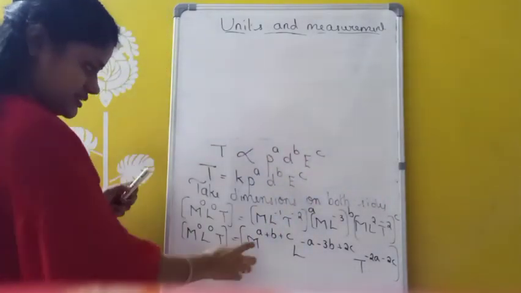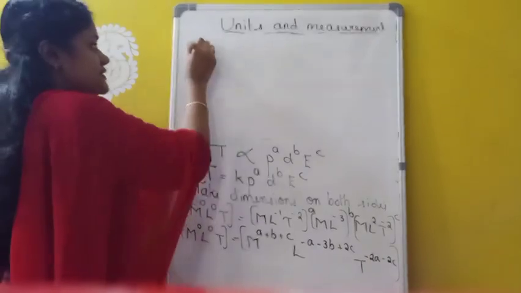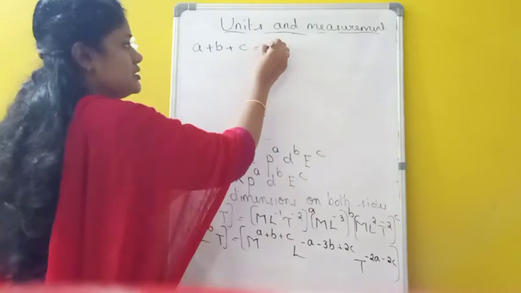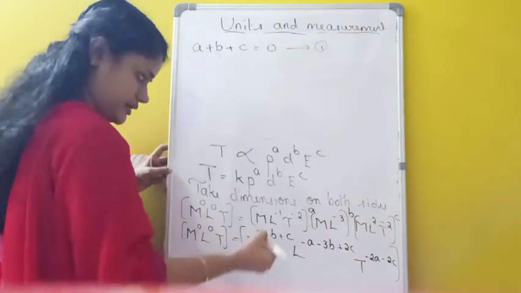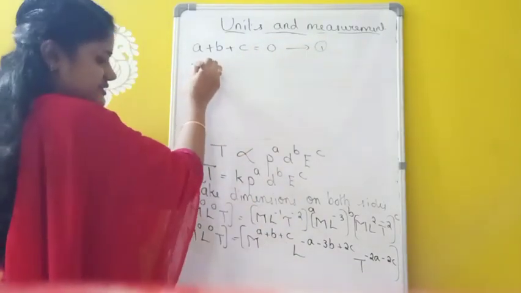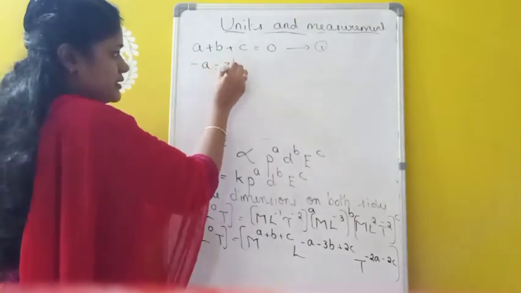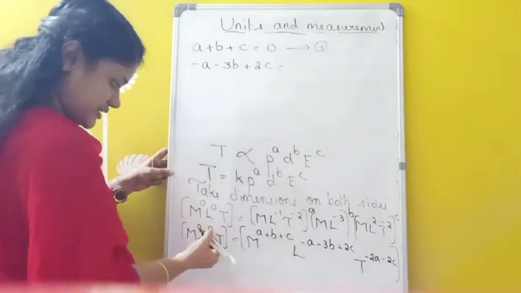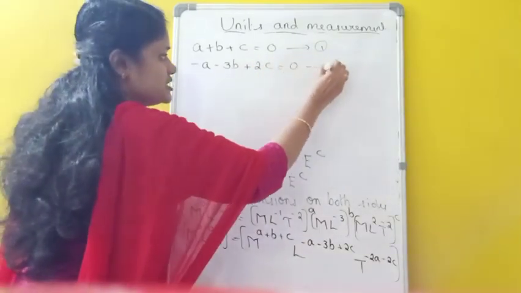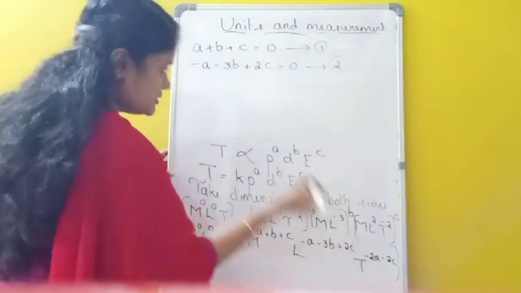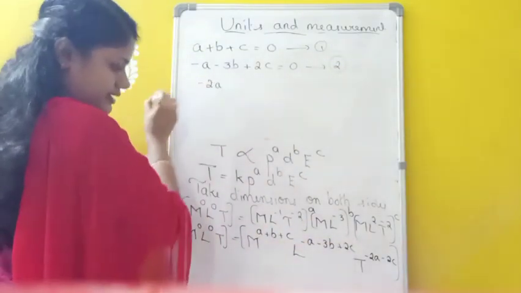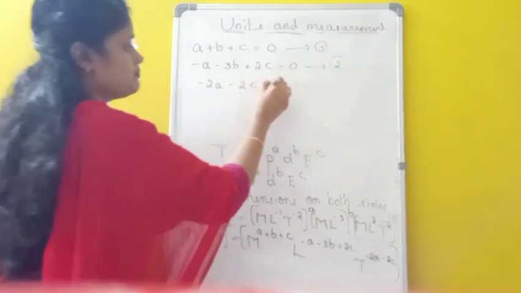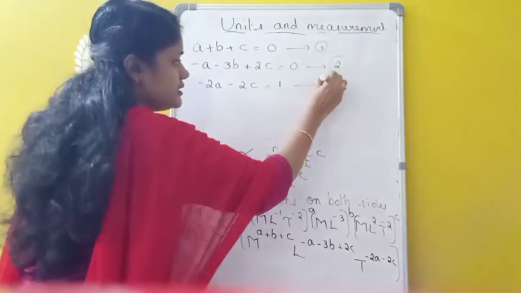So equating the powers, first one: a plus b plus c equals how much here? 0. So take it as equation number 1. Then second one: minus a minus 3b plus 2c equals, what is the power here? 0. So take it as equation number 2. Then third one: minus 2a minus 2c equals, here, 1. So take it as equation number 3.